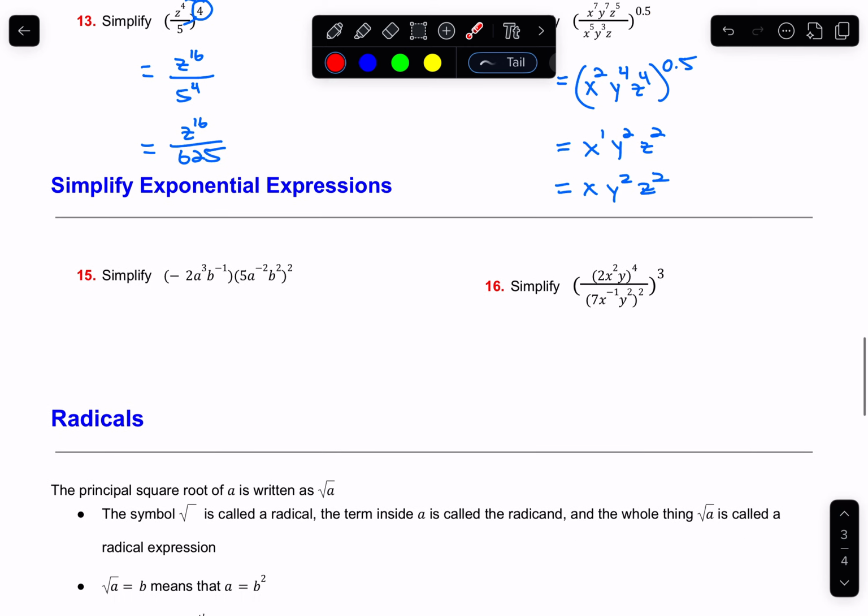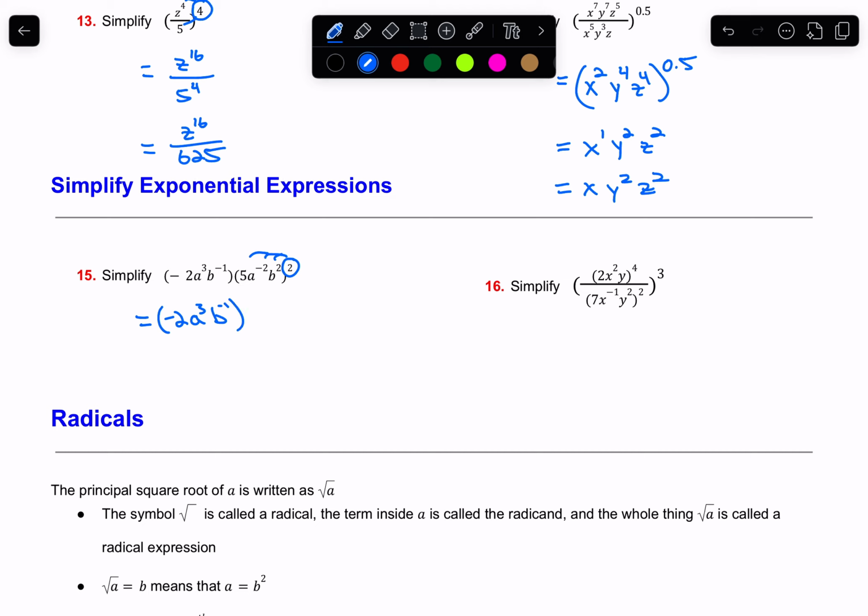All right, number 15, we're on to simplifying exponential expressions. So now this is just a matter of distributing and rearranging. Okay, so we're combining a couple rules we had. First things first, you want to deal with exponents that are on the outside. So for number 15, we have this square on the outside over here. We're going to distribute that to all three places inside. So the first set of parentheses I'll leave alone. Negative 2a cubed b to the negative 1.